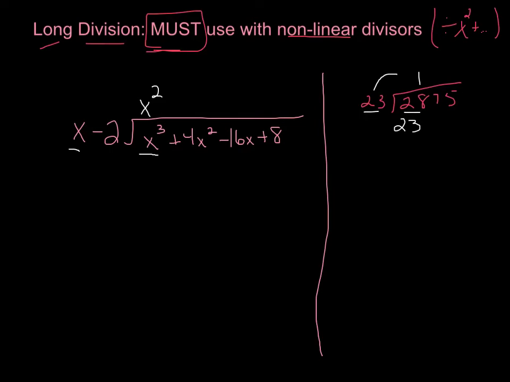Okay, bounce over here. Take x squared times x, that's x cubed. But you have to distribute it to the other guy too. X squared times minus 2. That's minus 2x squared. Okay, go over here. What would you do next? You would subtract 28 minus 23 and you would get 5.